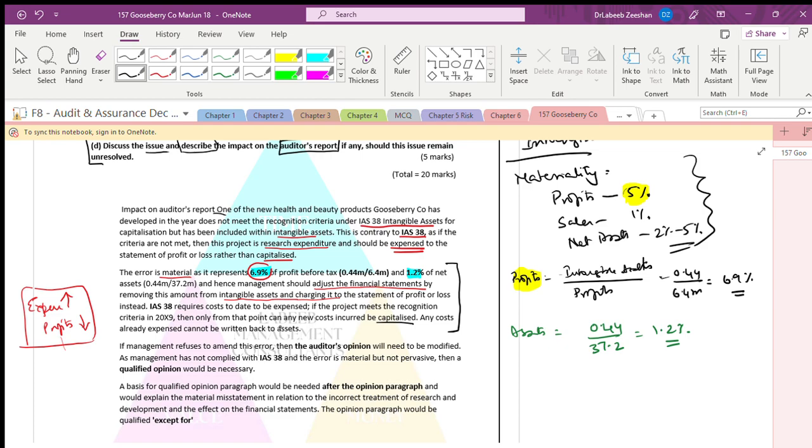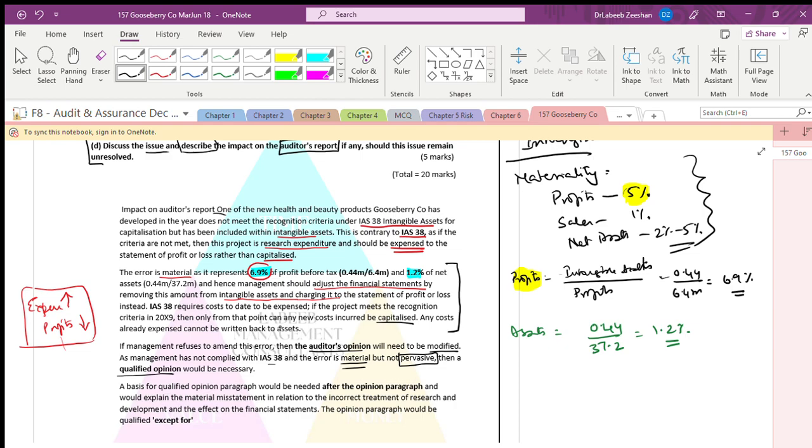If management refuses, what is the auditor's opinion? The auditor's opinion has to be modified. As management has not complied with IAS 38, the error is material, but not pervasive. It is material and it is one time. So what do we have to do? You have to give a qualified opinion if the management refuses to make any changes.